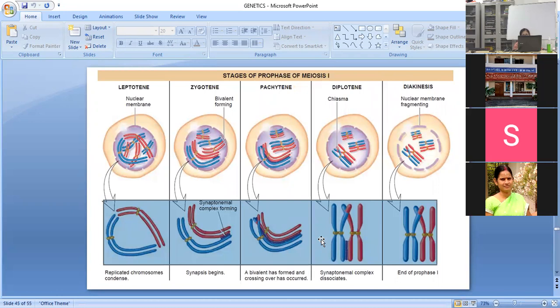So the different stages of prophase: in leptotene, replicated chromosomes will condense; in zygotene, synapsis will begin; in pachytene, the bivalent will be formed and crossing over will take place; in diplotene, the synaptonemal complex will dissolve; in diakinesis, prophase will end. The nuclear membrane will fragment, and then prophase 1 of meiosis 1 will come to an end.